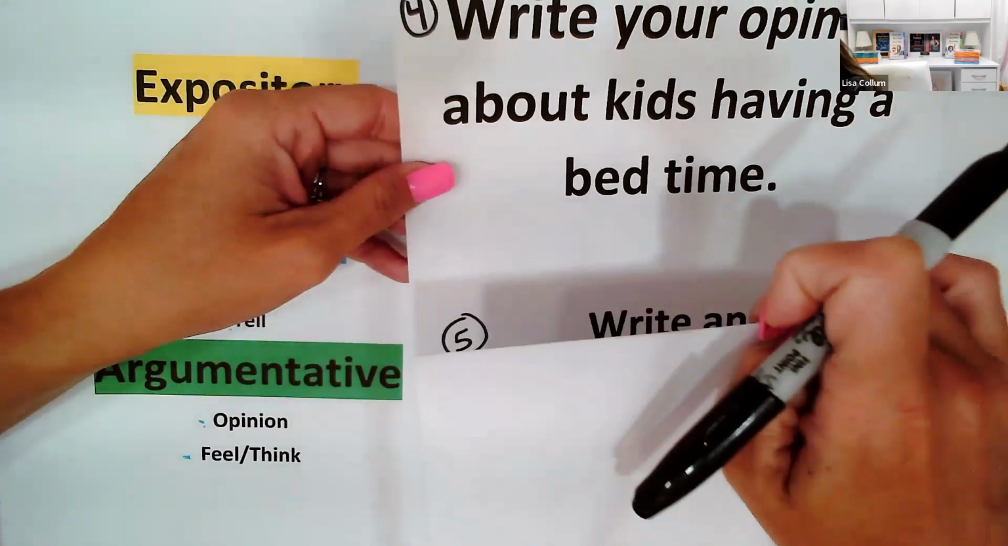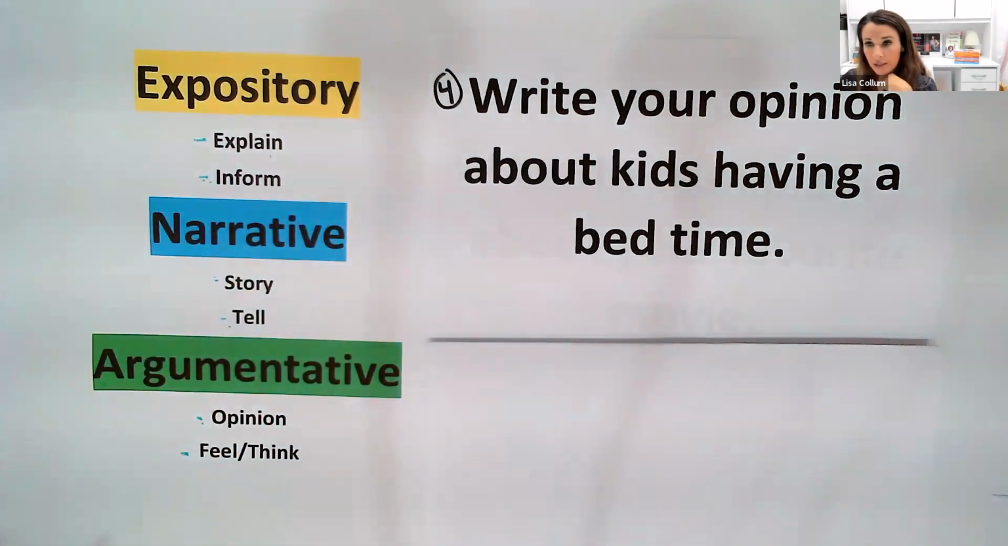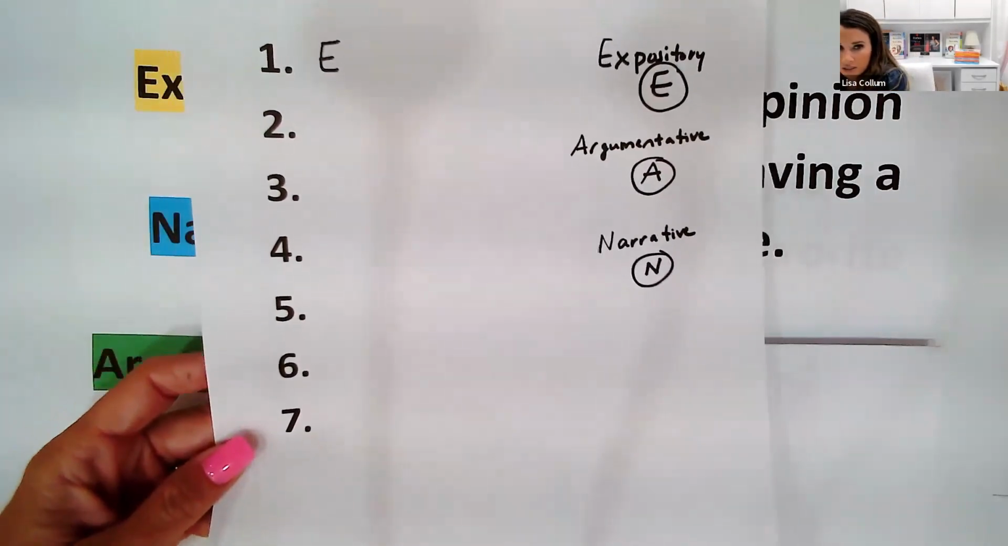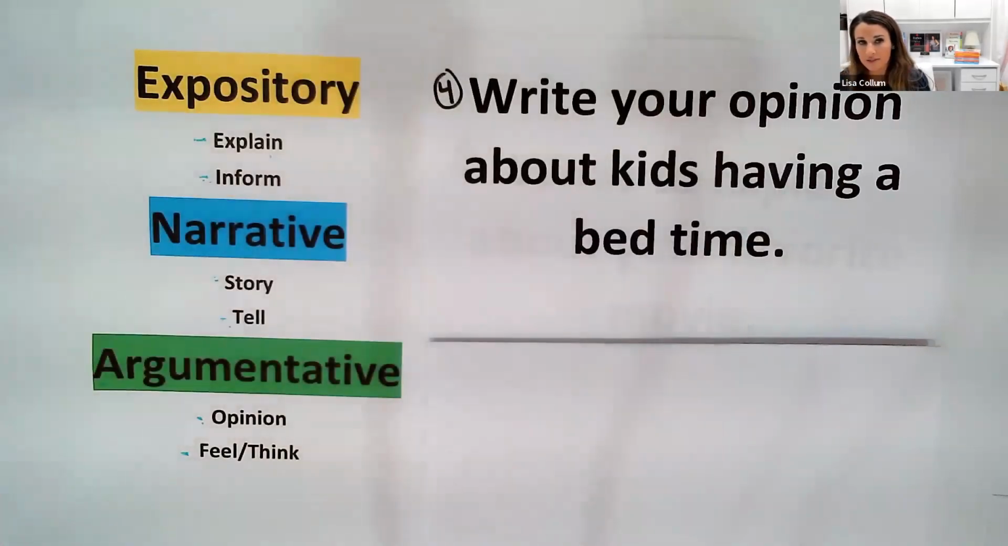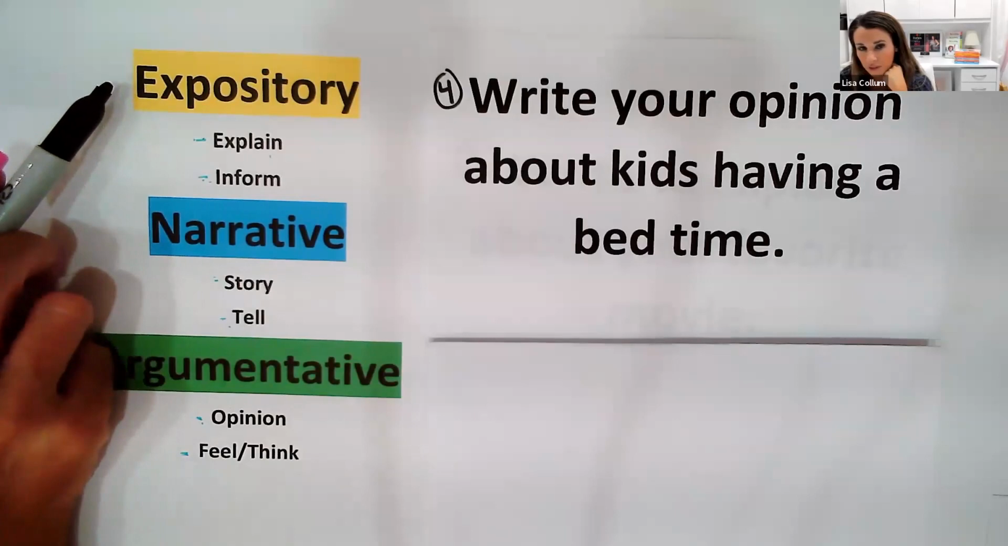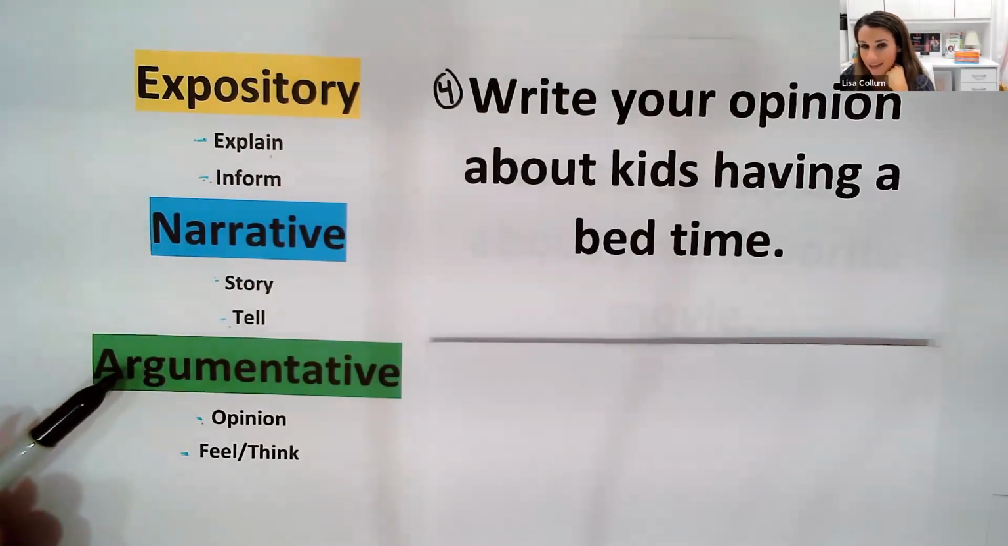Number 4, write your opinion about kids having a bedtime. Next to number 4, write an E if you think it's an expository prompt, an N if you think it's a narrative prompt, or an A if you think it's an argumentative prompt.